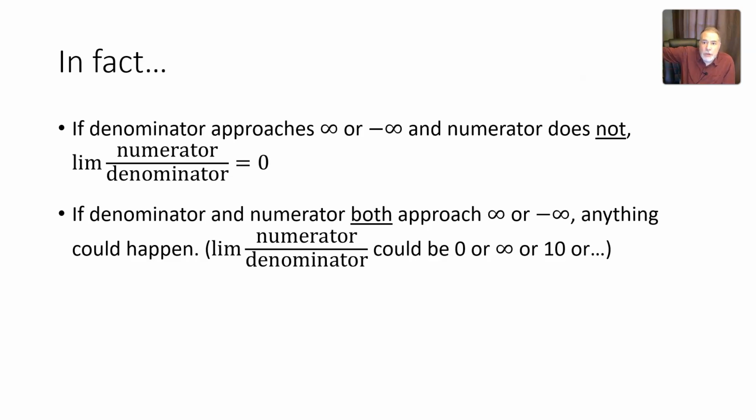You've got a really big numerator divided by a really big denominator. What do you get? Well, it depends on which one's bigger and by how much and that sort of thing. So the limit of the whole thing, numerator over denominator, could turn out to be 0, could turn out to be infinity, could turn out to be 10 or 1 or negative 17 or any other particular number. It just depends on what the function is and what specifically happens.